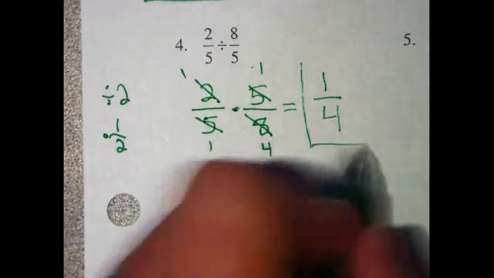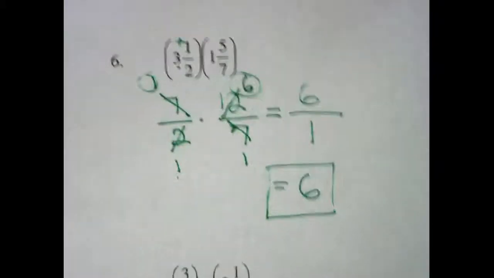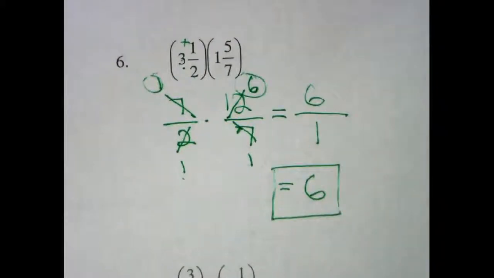So the question might be, well, how come I have to put the 1 here, but then on number 6, the 1 here I didn't. I left it off.